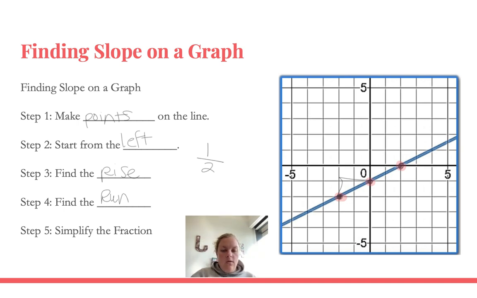If you did this and you got a fraction that wasn't simplified, now is the time to do that at your very last part.